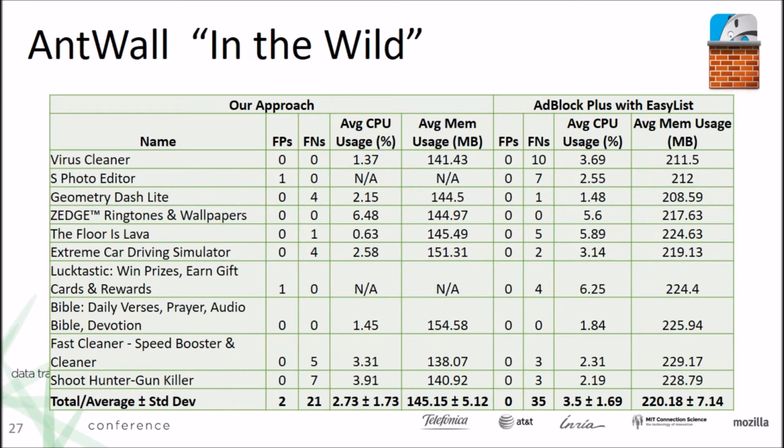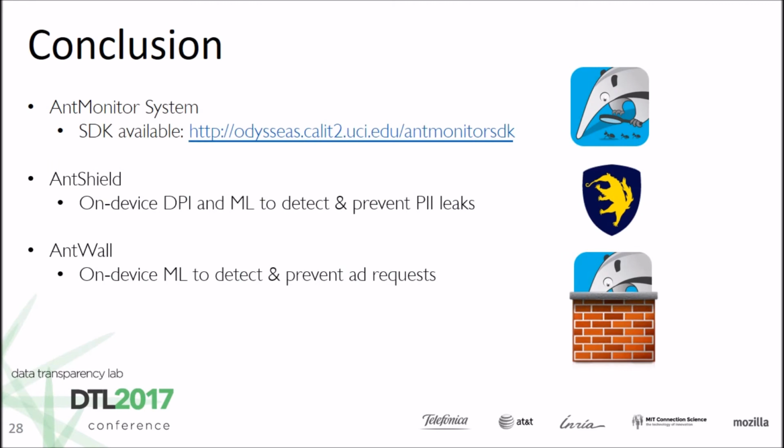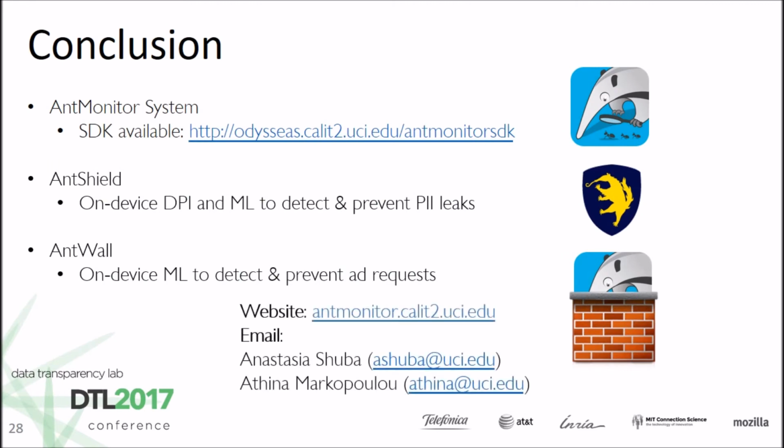We tested this in the wild, basically testing on applications that were not part of our original training data set. And we, again, had low false positive, low false negative rates here. We computed low CPU usage of our app and small memory usage here. So just to conclude, today I presented to you our SDK that's now available on this link. And I presented to you two applications. The first one was AntShield for detecting and preventing privacy leaks with DPI and machine learning. And the second one was AntWall for using machine learning to detect and prevent ads.